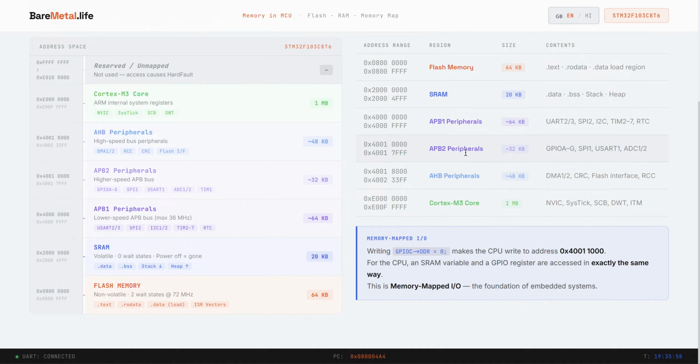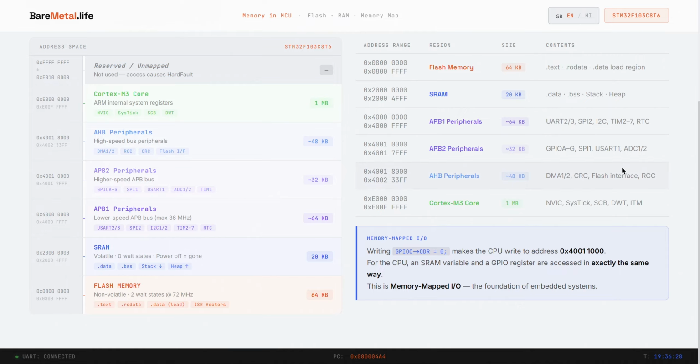Next one is APB2 peripherals, 0x40010000 to 0x40017FFF, 32KB. This is the higher speed APB bus. It contains the GPIO ports A through G, SPI1, USART1, ADC1 and ADC2, and Timer 1. The peripherals that need faster response times.